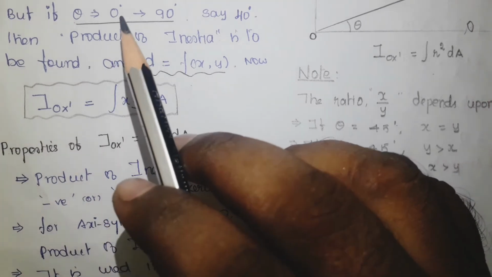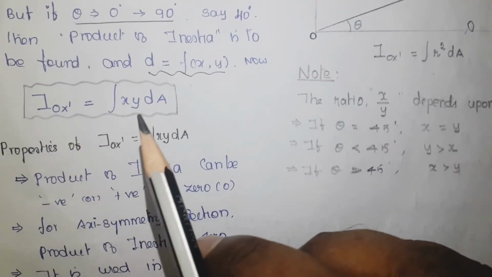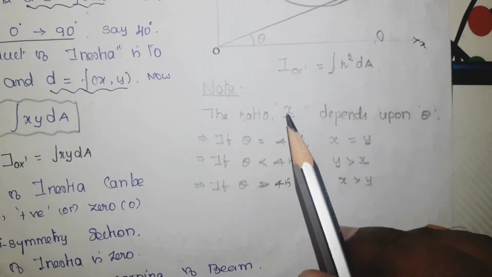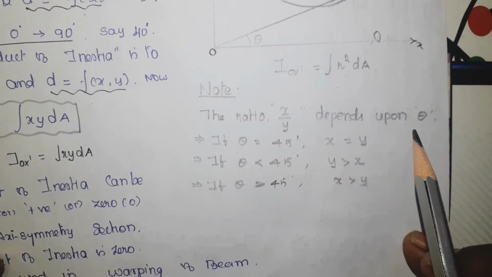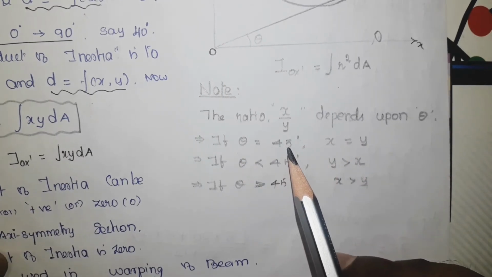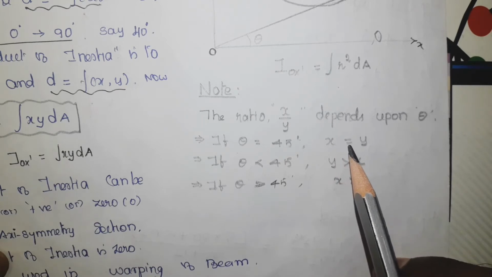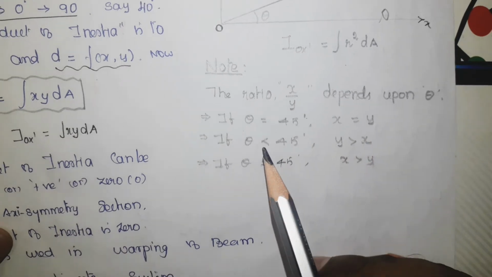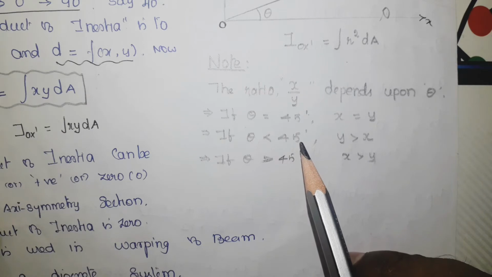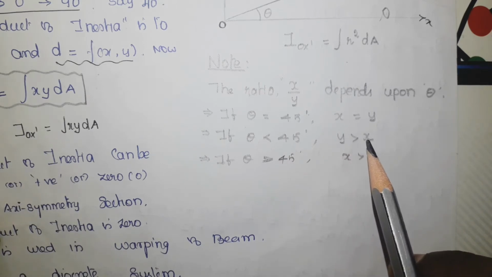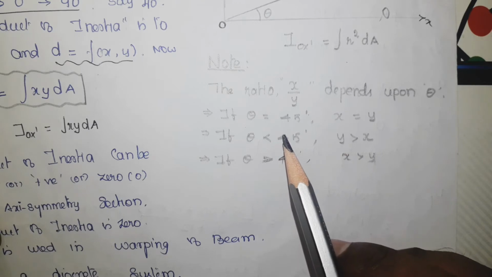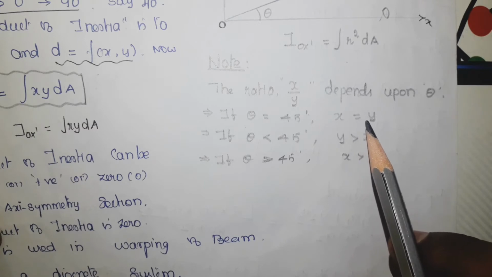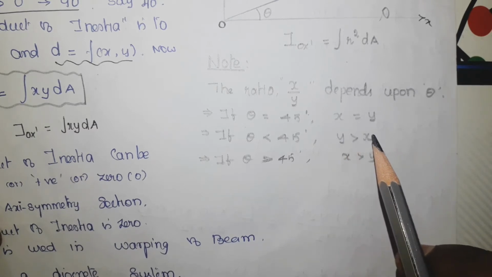So if the angle is between 0 to 90 degree, then the moment of inertia depends upon both x and y. But the ratio of x and y, that means the contribution of x and y, depends upon theta. If theta is 45 degree, then both x and y are equal, so these two will equally contribute to the product moment of inertia. If the angle is less than 45, then the y contribution will be more when compared to x, like 45 to 30, then 20, 10, 0. When it becomes 0, you will have only the y component, there is no x component.